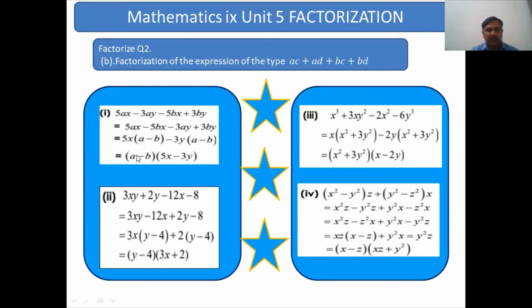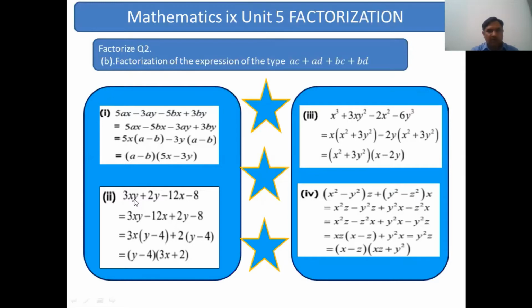So we can take a minus b as a common. So we are left with 5x minus 3y. So this was the single expression, and we have written this expression as the product of these two expressions. So this is factorization.